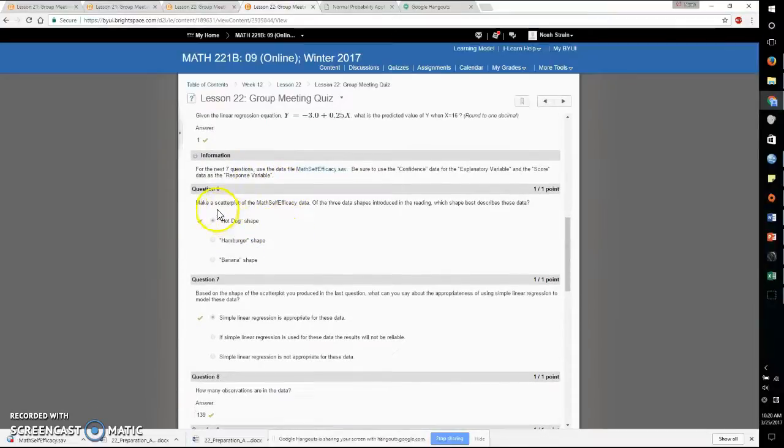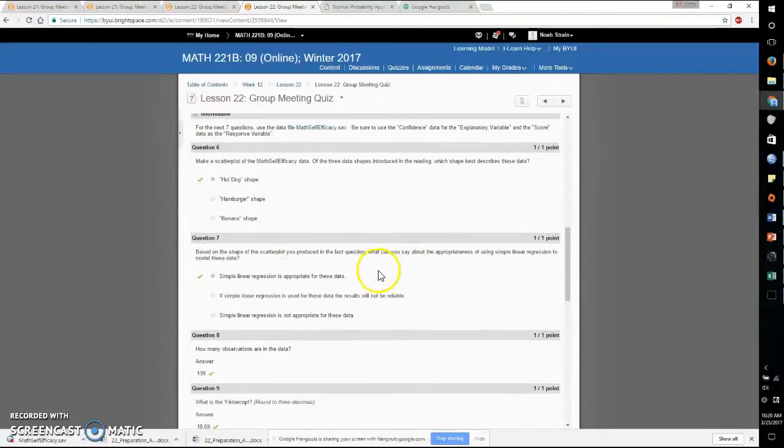For question 6, make a scatter plot of those math efficacy data, and of the 3 shapes, what best describes the data? And it kind of doesn't look like anything, but it's closest to a hot dog shape because there it is, kind of a linear pattern. And question 7, based on this shape, what can you say about the appropriateness of using a simple linear regression? Well, because it's hot dog, and that's the only shape that can use linear regression, it's appropriate.